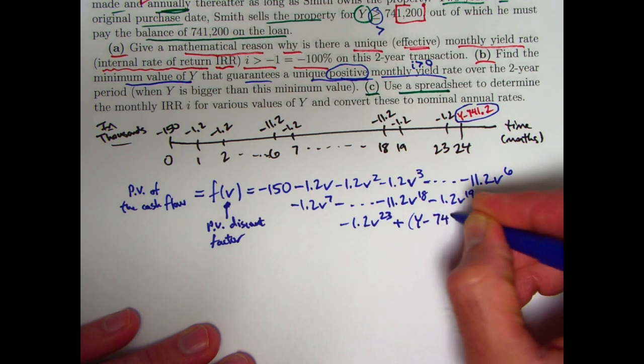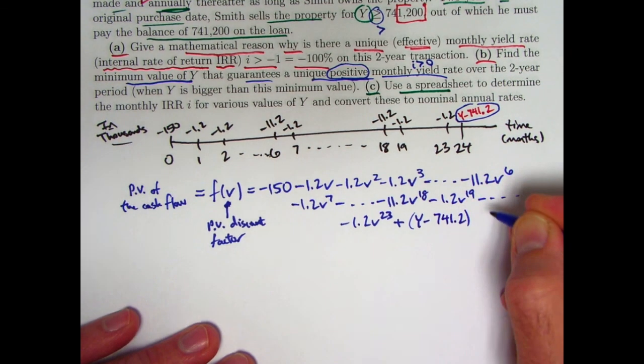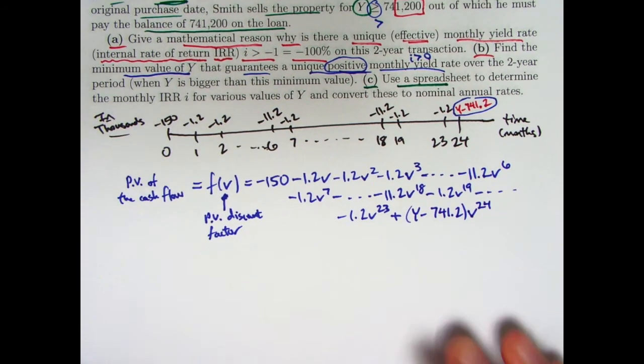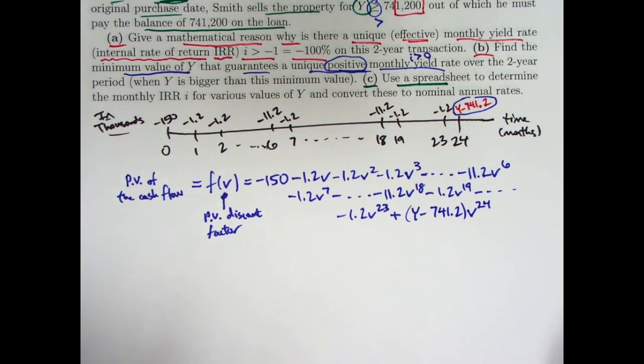Y minus 741.2 needs to go back in time by 24 months. It needs to get multiplied by V to the 24th. So what I have here is a polynomial function of V, 24th degree. It's probably bigger than any polynomial function you've ever seen before.